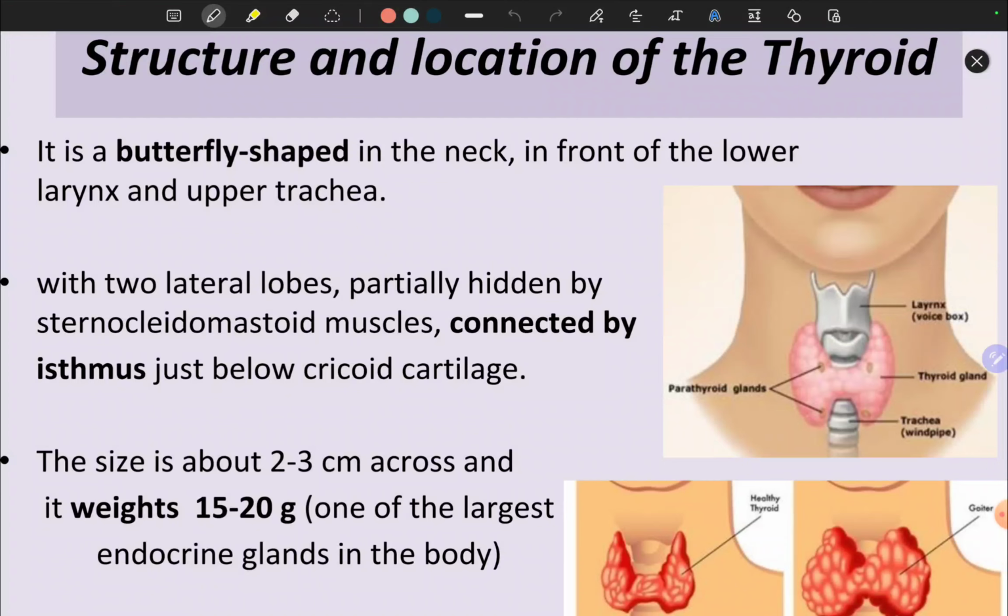So you cannot palpate the thyroid. It's not palpable, and it's not visible, only if it is enlarged. And enlargement is called goiter.